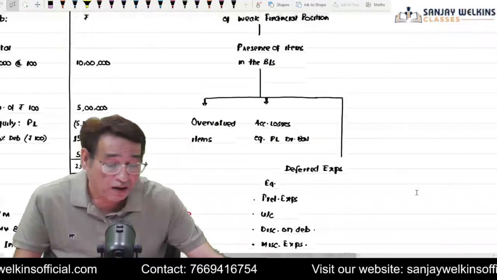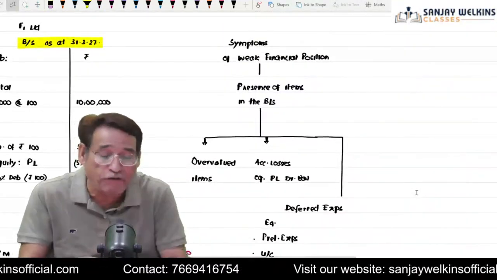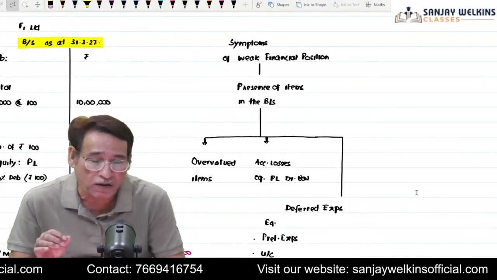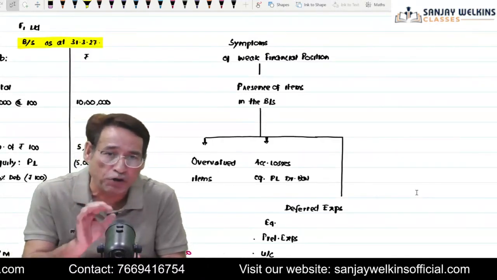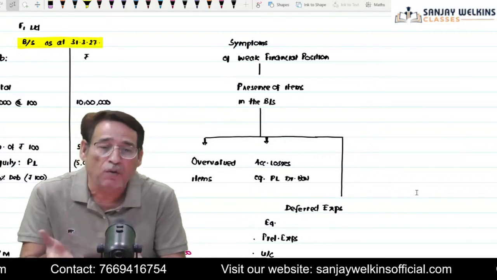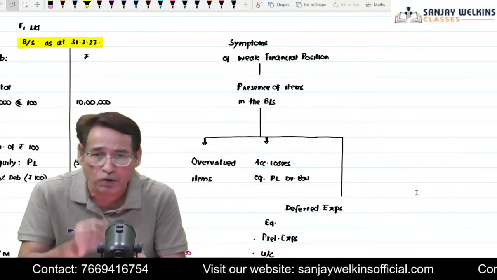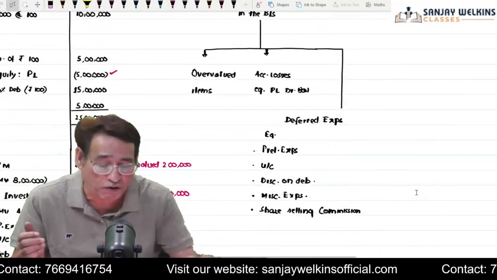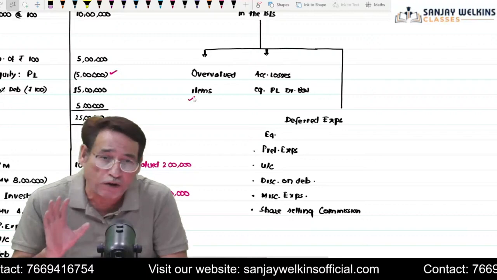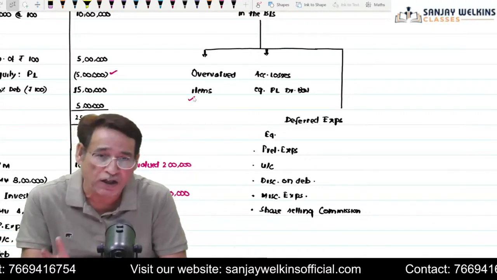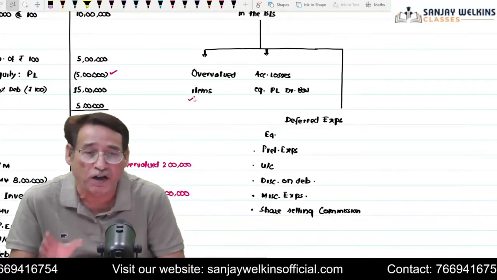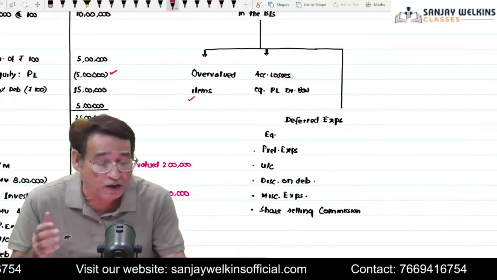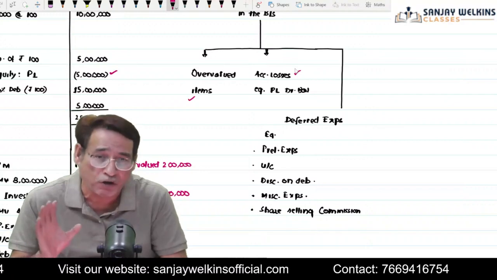Correct? I have written here, symptoms of weak financial position. When we went through the balance sheet of this particular concern, we concluded that the financial position of the company is weak. So, what were the symptoms which led us to such a conclusion? Symptoms of weak financial position is presence of items like overvalued items. As we saw in this particular case, plant and machinery and investments are overvalued by rupees 2 lakh and 1 lakh respectively. Besides, another symptom is accumulated losses.